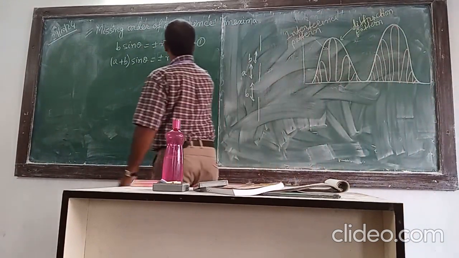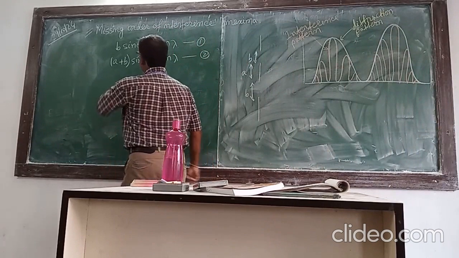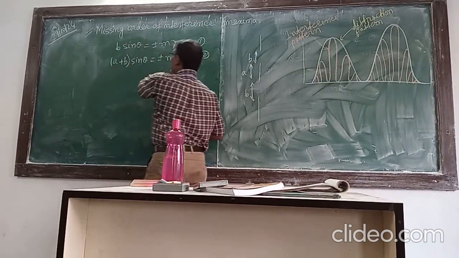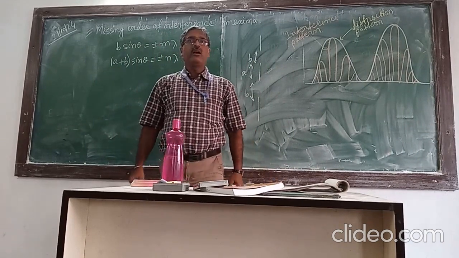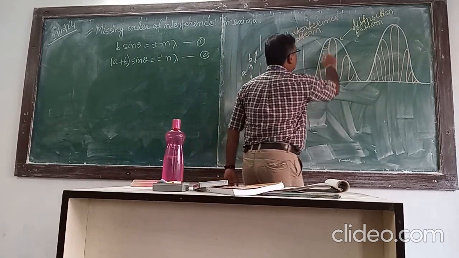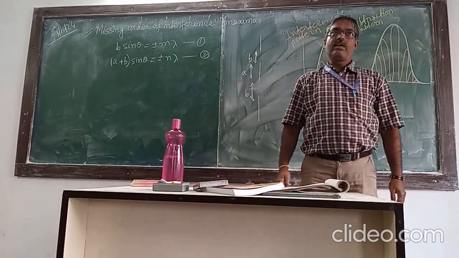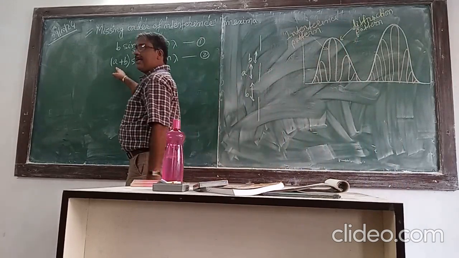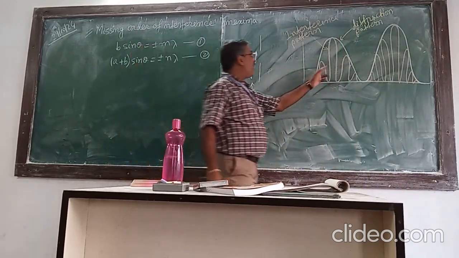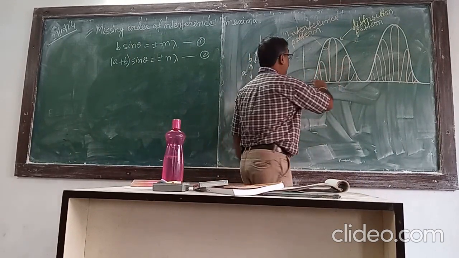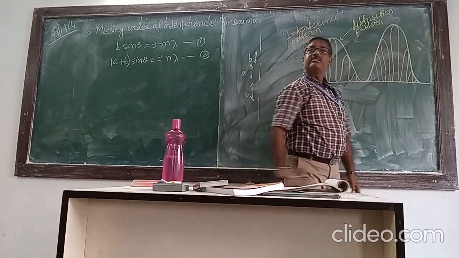Equation 2. Here you can see that B is constant but A is changing. So what happens? This condition also changes. That means the position of the bright and dark fringes will change. If we change the value of A, then the position of the interference bright and dark fringes will change, but the diffraction pattern remains the same.